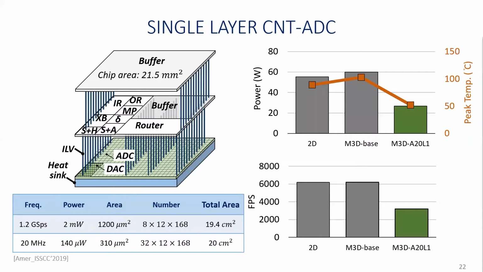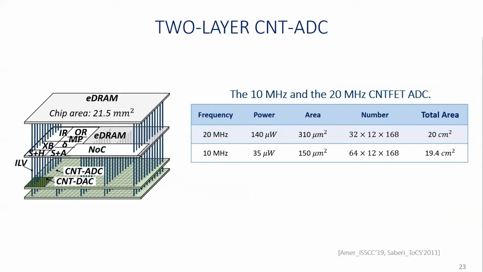To reduce the power consumption in the bottom ADC layers, we propose to replace those CMOS-based ADC designs with the recently proposed carbon nanotube, CNT, CNFET-based ADCs. The CNFET-based designs have smaller size, but reduced frequency, as shown in this table. Our experimental results show that with such a replacement, the power consumption can be reduced. However, it also degrades the performance due to the slower ADC frequency. So to match the performance of the 2D baseline, we inevitably have to construct multiple ADC layers.